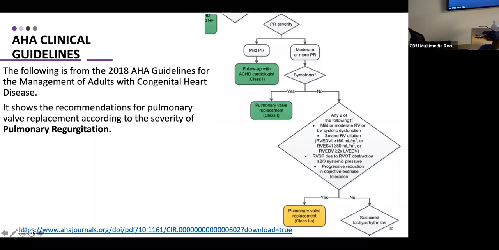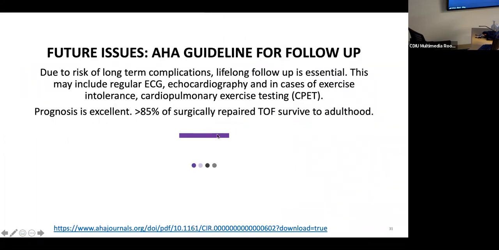Our next slide just goes over follow-up care. Due to the risk of long-term complications, lifelong follow-up is essential. This may include regular ECGs, echocardiograms, and if they do have exercise intolerance, you may have to do cardiopulmonary exercise testing. Prognosis post-surgically is excellent. Greater than 85% of surgically repaired tetralogies of Fallot survive to adulthood.